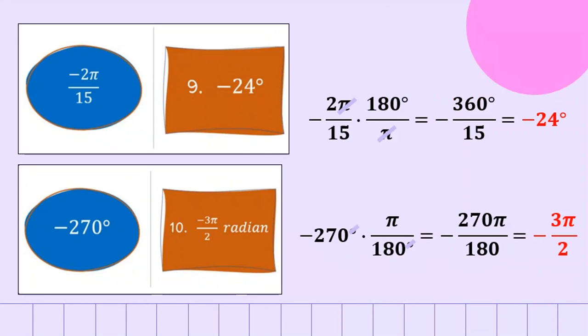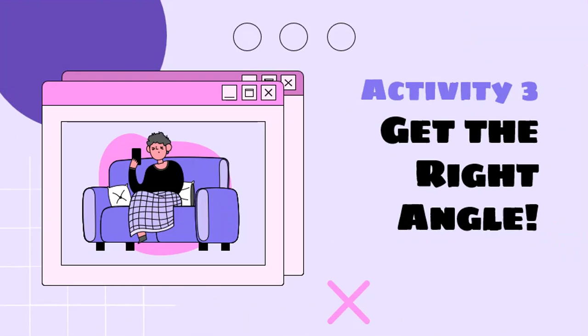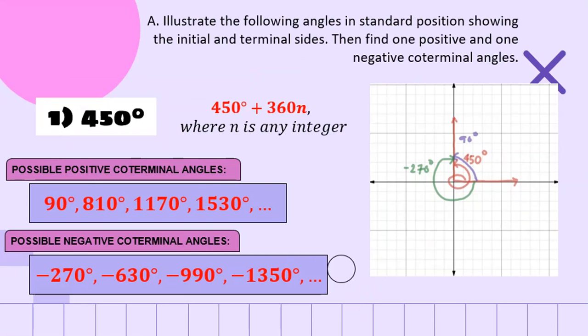You can review this PowerPoint in the channel. Let me know if the formatting is messy because I'll upload a PDF version. Activity 3. This is not the last activity, it's the second to the last activity that I gave to the class. So let's start with coterminal angles.